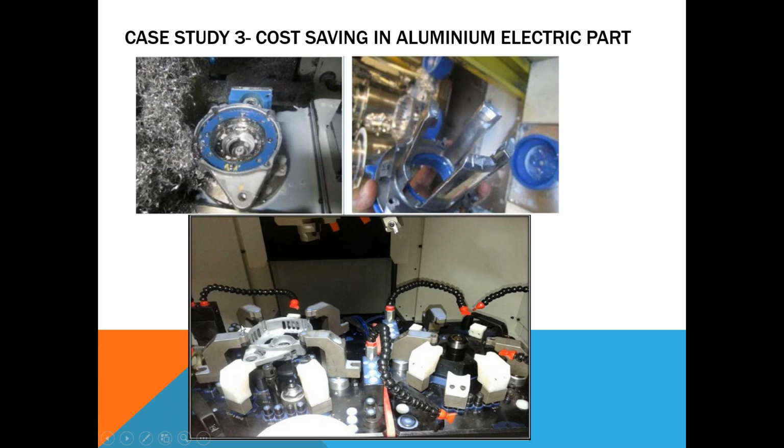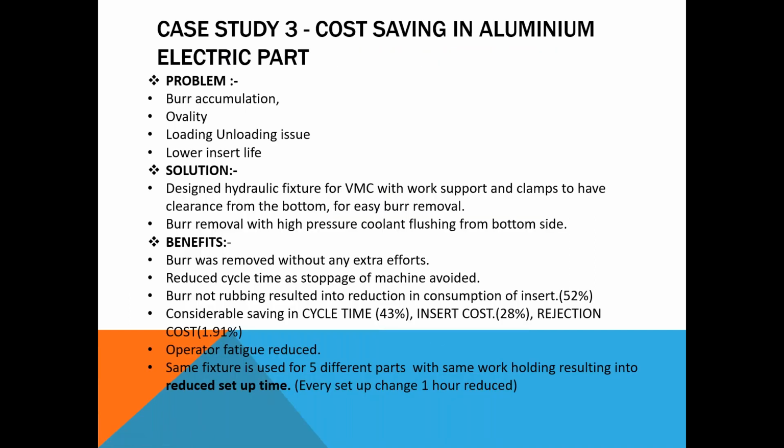What we have done is we have designed a fixture in such a way that 6 parts can be done on this. You can see 1, 2, 3 clamps are now acting. The 3 clamps will be acting for the other part. You can see from here. So this was a fixture designed by us.